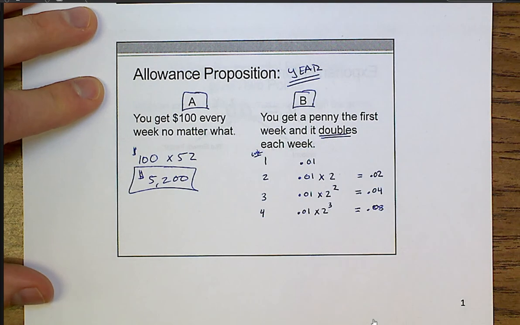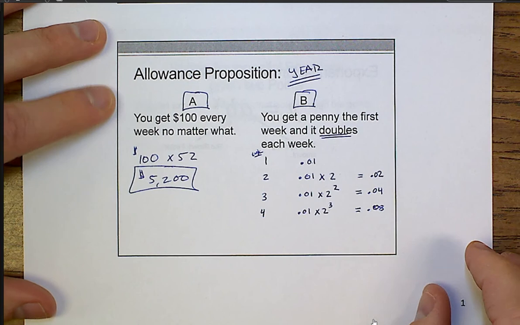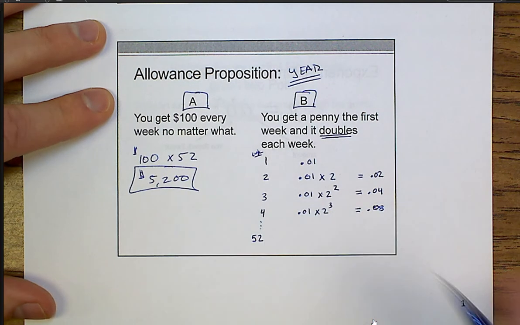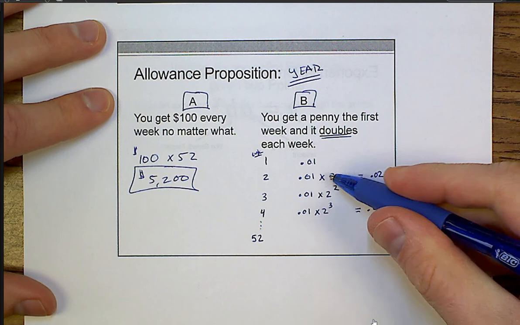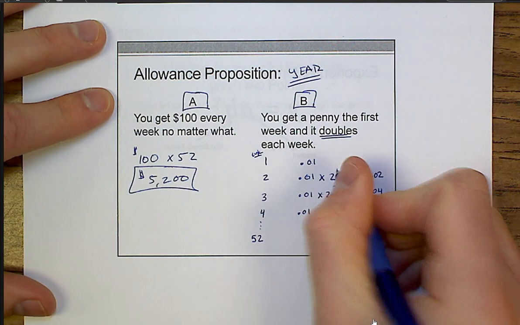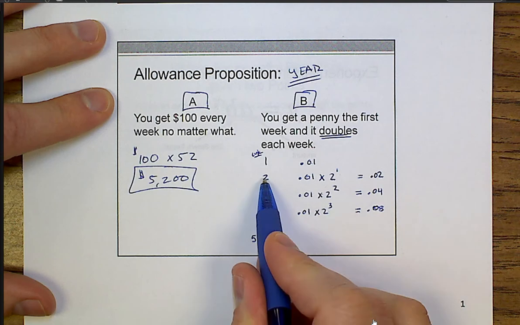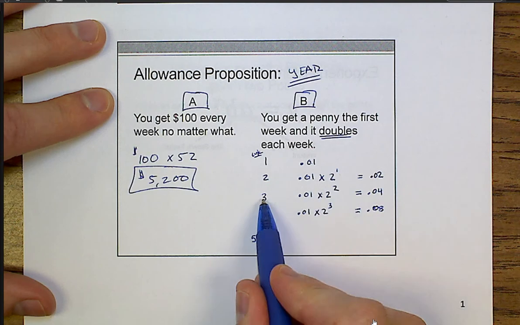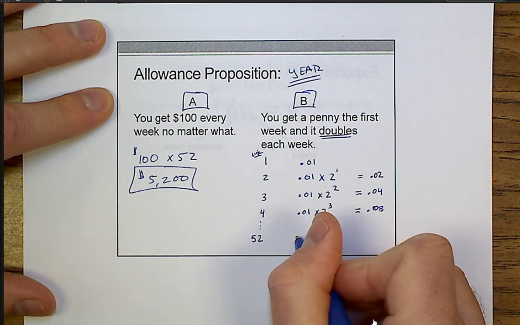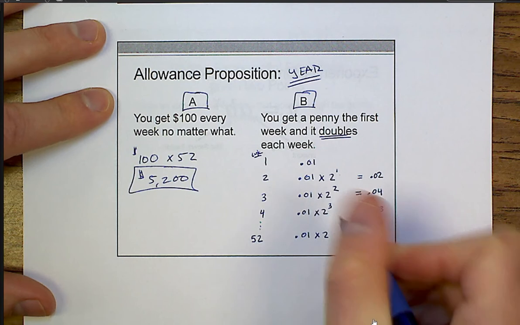So you may be thinking, I don't know if I want to go down this road. Well, let's keep going. I'm going to put a space here, and let's just go to 52. So you can kind of look at a pattern here. There's really an exponent of 1 here, and so if it was week 2, it had an exponent of 1. If it was week 3, it had an exponent of 2. If it was week 4, it had an exponent of 3. So in week 52, we're going to have 1 cent that was doubled 51 times.